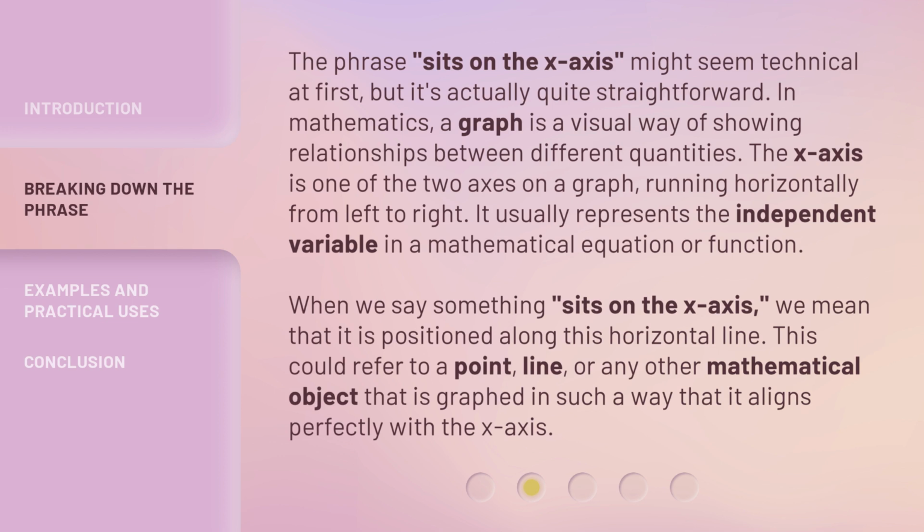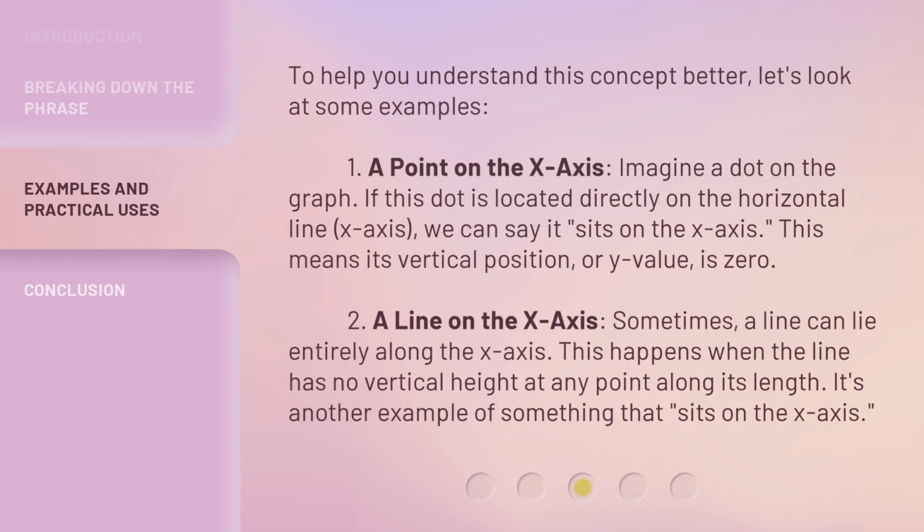When we say something sits on the x-axis, we mean that it is positioned along this horizontal line. This could refer to a point, line, or any other mathematical object that is graphed in such a way that it aligns perfectly with the x-axis. To help you understand this concept better, let's look at some examples.